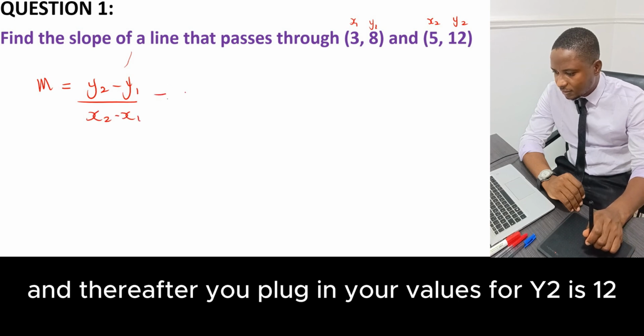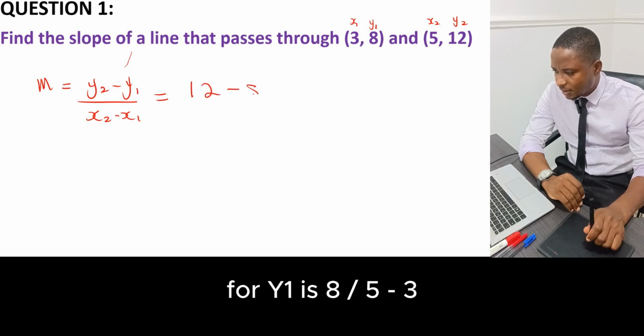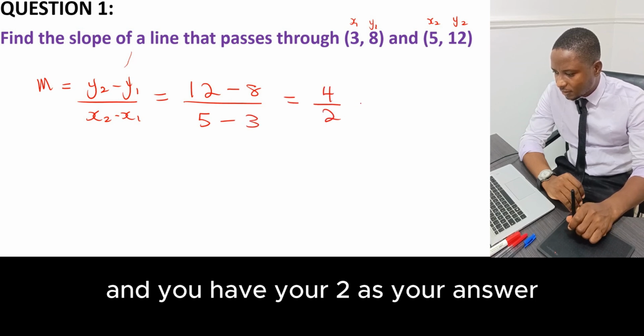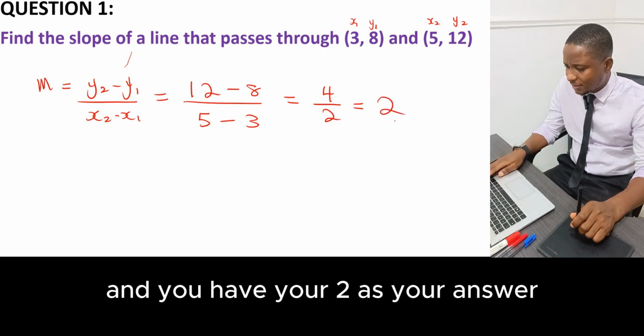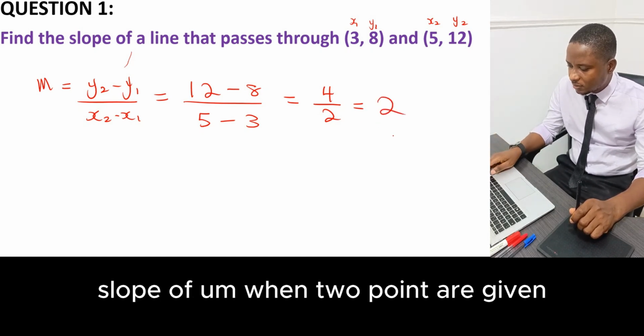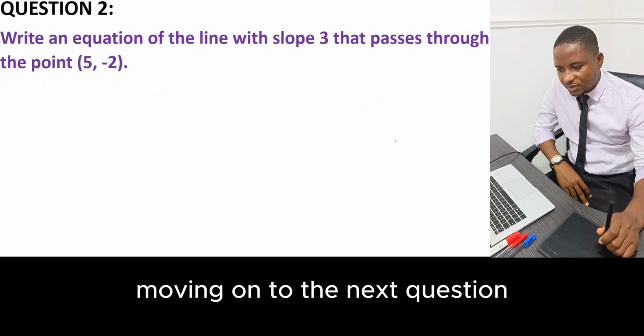And thereafter, you plug in your values. For y2 it is 12, for y1 it is 8, divided by 5 minus 3. That will give you 4 over 2, and you have 2 as your answer. And that's all as regards finding the slope when 2 points are given. Moving on to the next question.